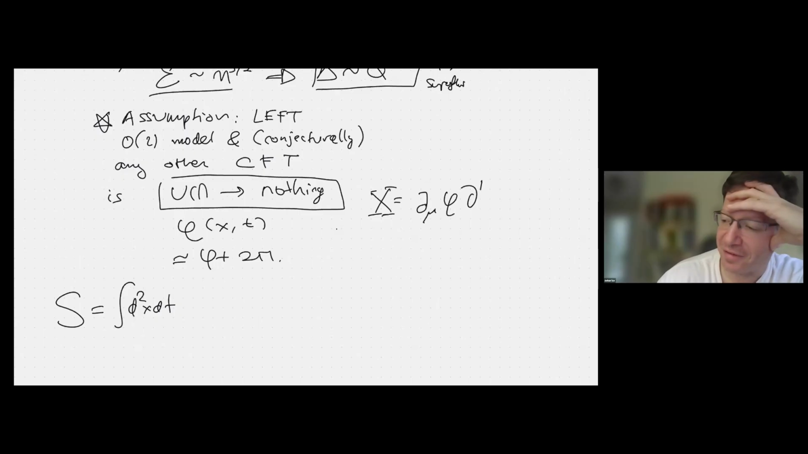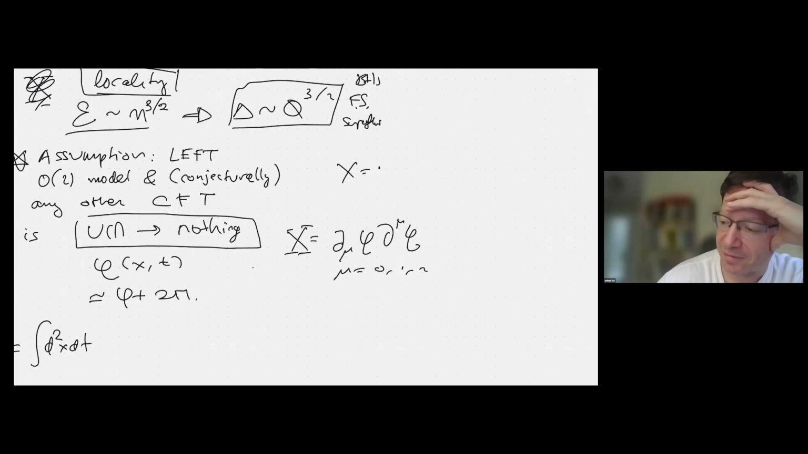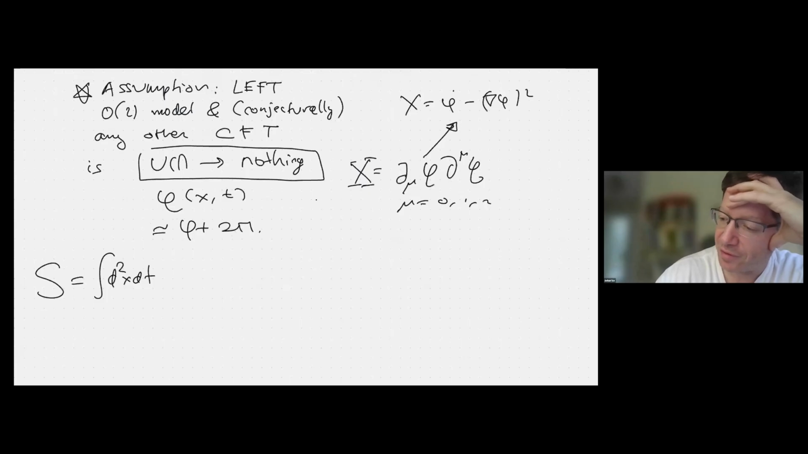That's a nice Lorentz invariant object, right? Mu goes from 0, 1, 2. Remember that in the non-relativistic theories, the Galilei invariant object was phi dot minus grad phi squared. If you take the non-relativistic limit, this goes to that. Okay, so I'm just going to write some action that is a function of d mu phi squared.